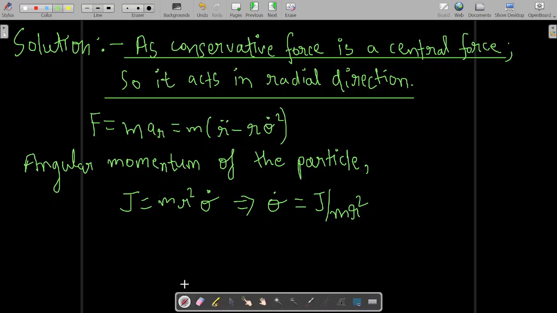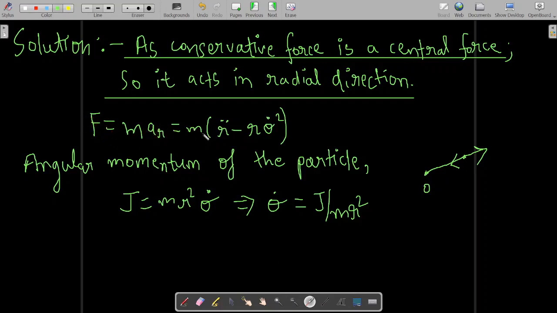Radial direction means suppose we have some point O and there is a force acting, so the force will act either towards point O or away from point O. The force will act in only two directions, either towards point O or away from point O. Then such a force is called a central force. And in order to have the conservative nature, the force must satisfy this property, that it must act either towards a point O or away from point O. So the conservative force will be equal to mass into acceleration, and the acceleration will be radial.